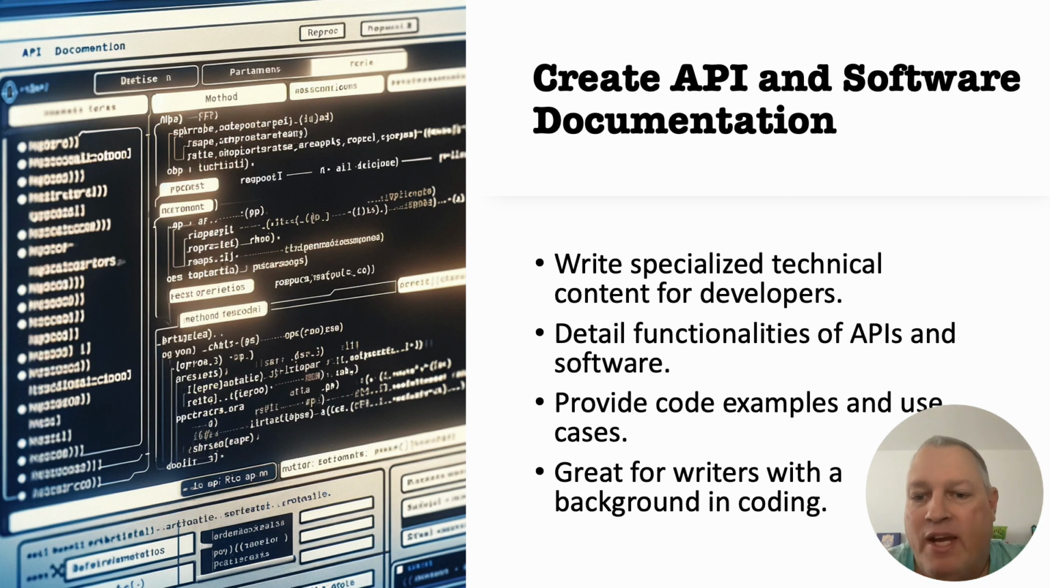So what you're doing is you're writing very specialized technical content, and it's aimed at the developers of the products. So this is not end users. It's not even casual users. These are people who are trying to get a job done, and they need the technical information. And you're detailing the functionalities of APIs and the software, helping them to program for the software.